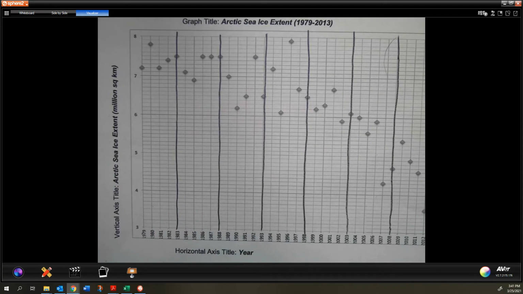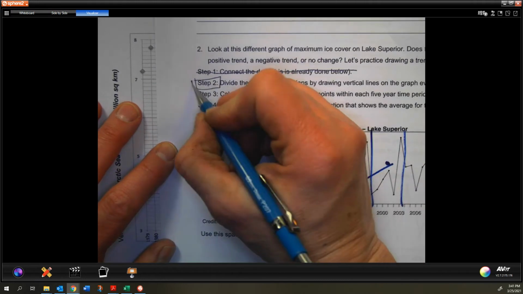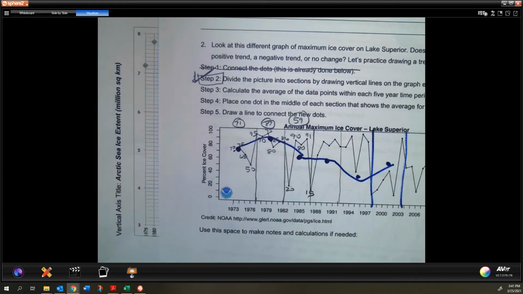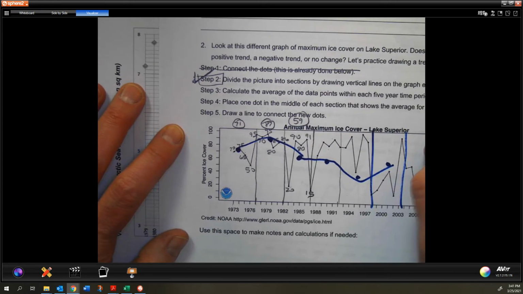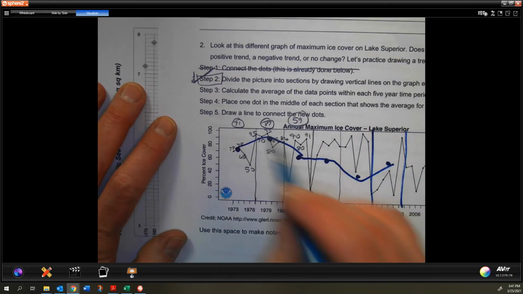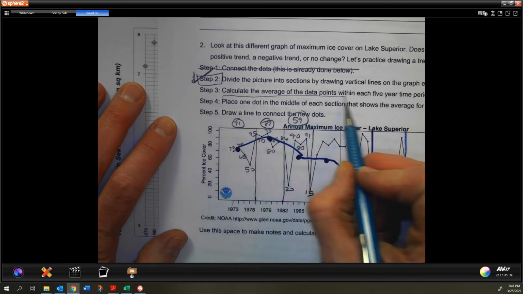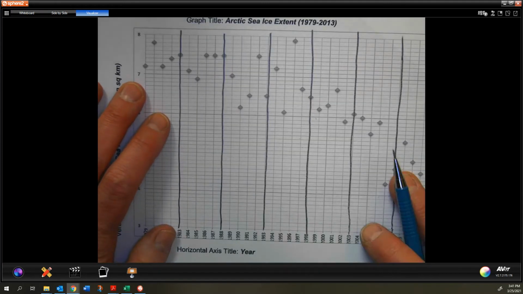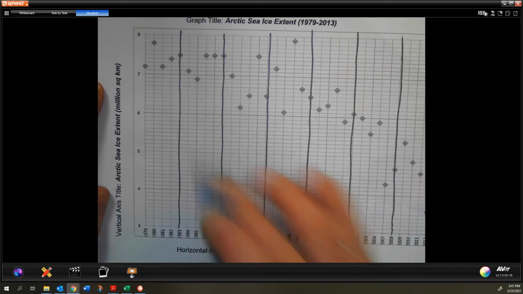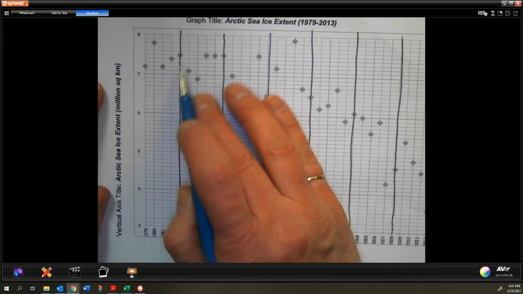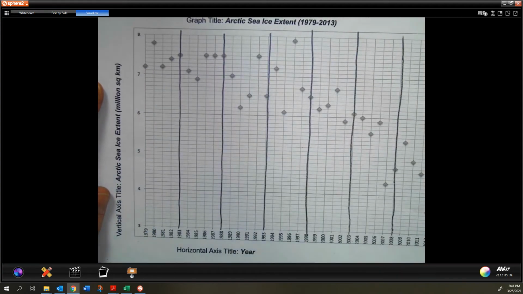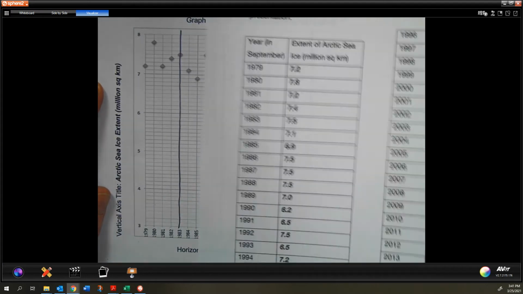So we've done that as much as we can. So we took care of step number 2. We divided it by 5, we divided it into sections for every 5 years. Now we need to calculate the average of the data points within each of those. In the example I did in class, I had to actually take and read the graph to figure that out. You, though, don't need to do that.